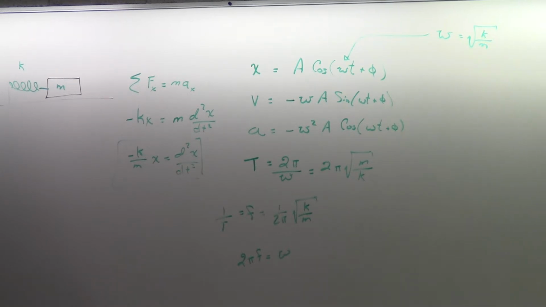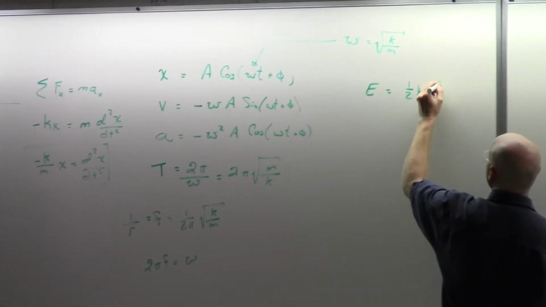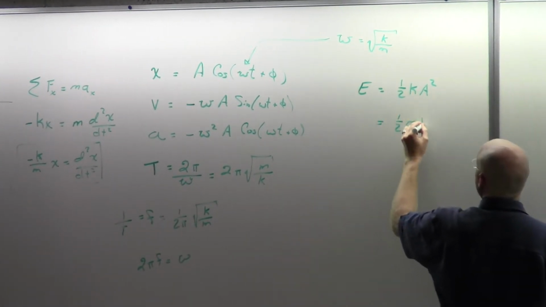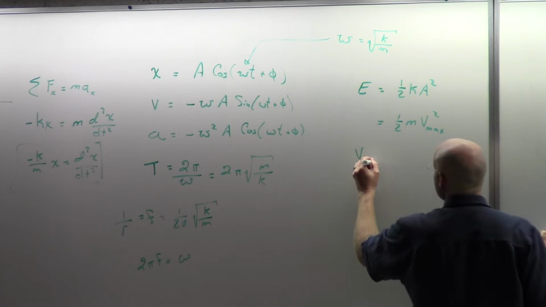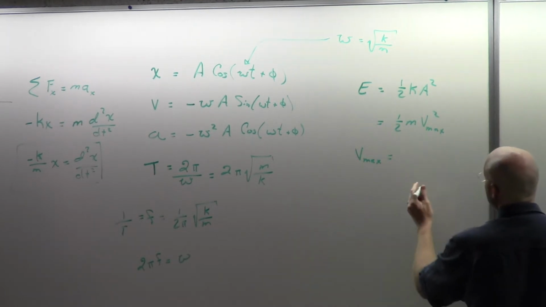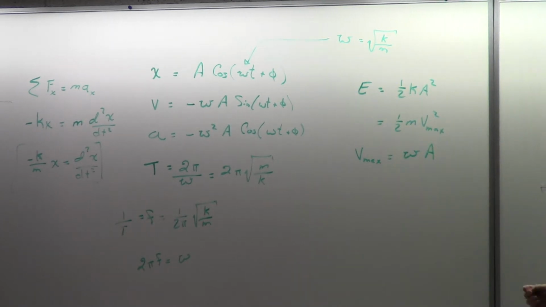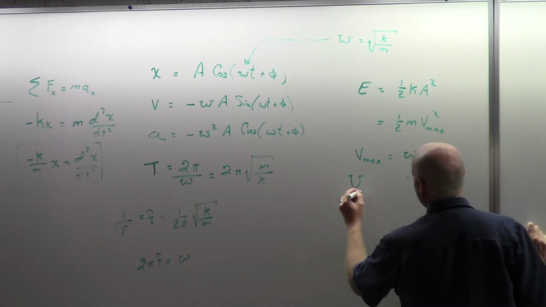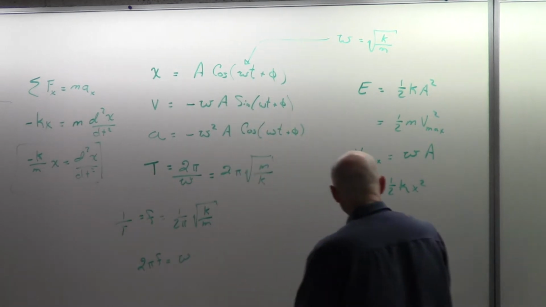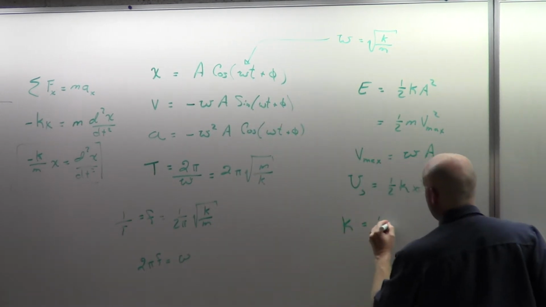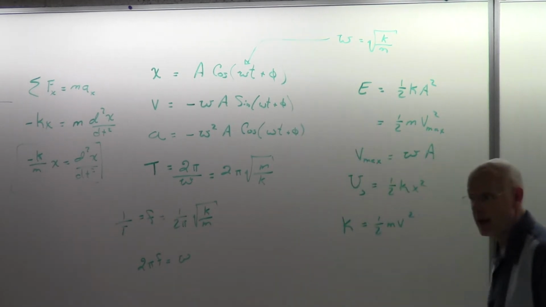I think we even had some other equations here. We said that the total energy is 1/2 k A squared, or the total energy is 1/2 m times its maximum speed squared, where the maximum speed here is omega times the amplitude. I think we also said the potential energy from the spring at any moment would be 1/2 kx squared, where x is that number. We even said what would be the kinetic energy at any moment. Well, it would be 1/2 mv squared, where v would be that at any moment.